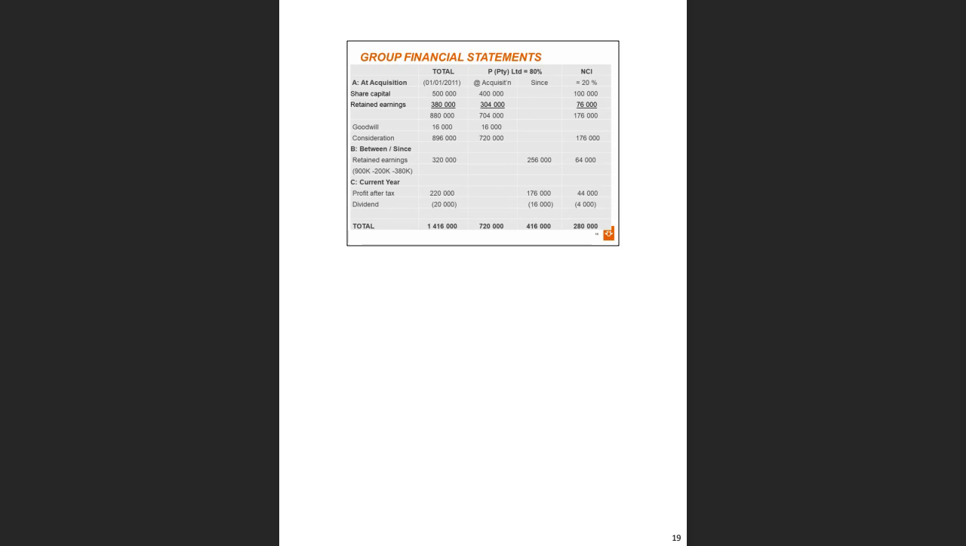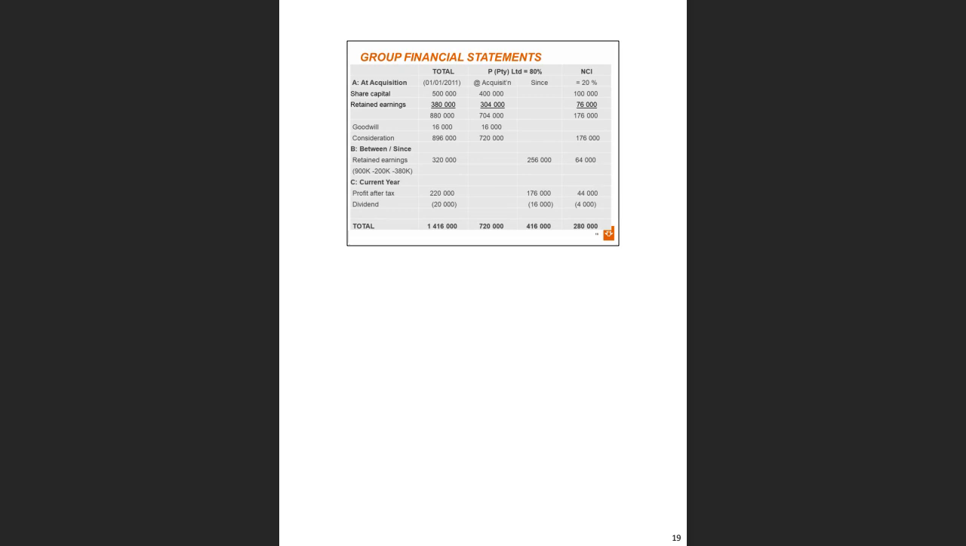Then we have NCI's portion here. So NCI's portion is calculated as 20%. So we're simply going to say retained earnings of 320,000 multiplied by 20%. That is going to give us 64,000. Then we have profit after tax of 220,000 multiplied by 20%. That will give us NCI's portion of 44,000 Rand. Okay. The same for dividends. Do you guys see now? So we did it in the diagram format. This is how you do it in the analysis of equity.